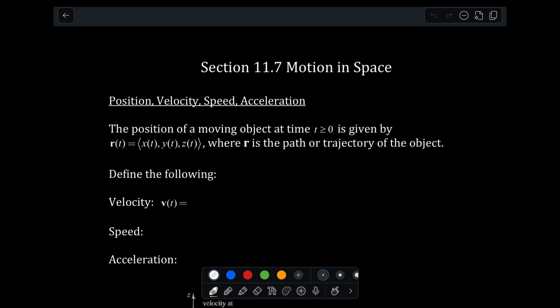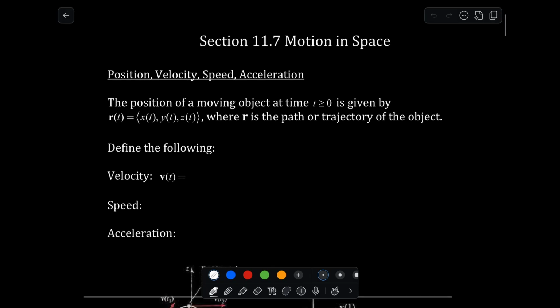Hi, this is Cross and Nabla, and today we're going to be covering section 11.7, motion in space. Now this is kind of an extension of our previous section, 11.6, covering lines and curves in space, and now we're generalizing it to motion of curves and lines in space, right?